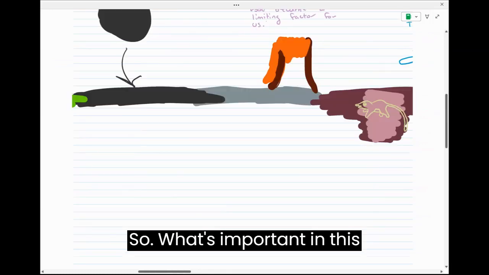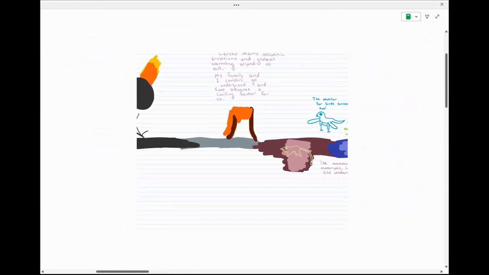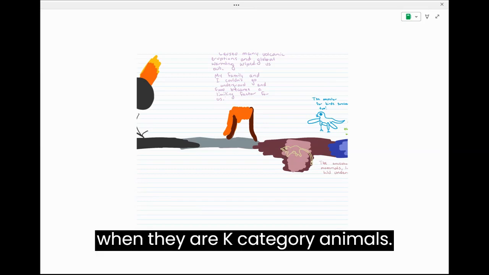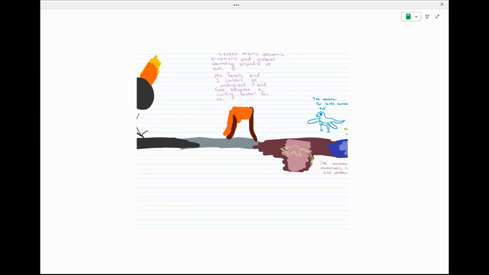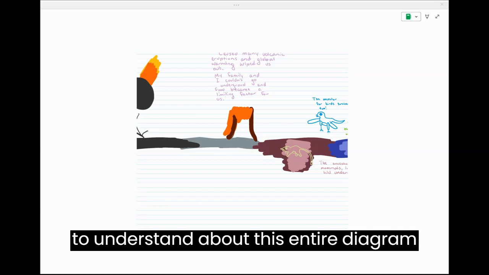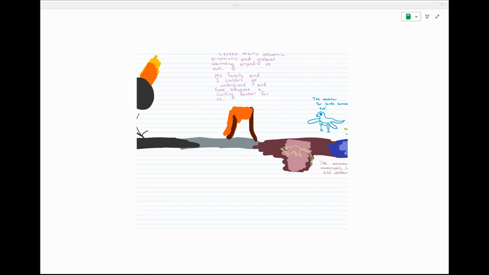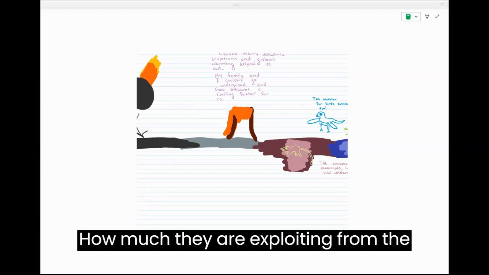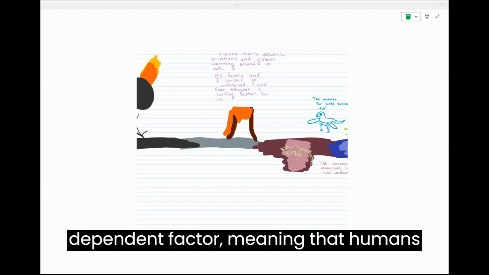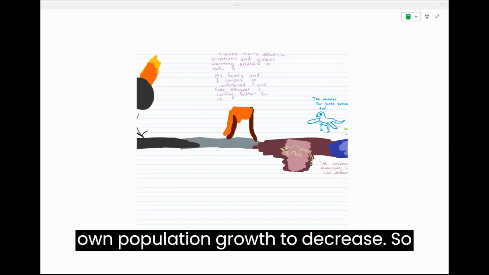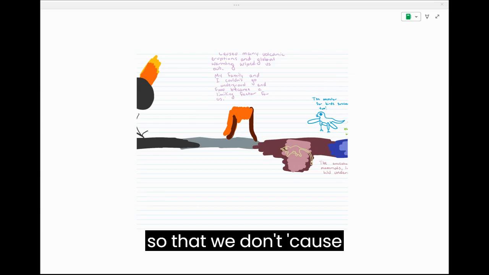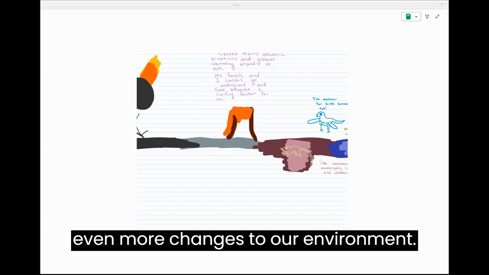So what's important in this is we see that both dinosaurs and these organisms experience exponential growth when they are K category animals. Humans are also K category animals that are also experiencing exponential growth. And what's important to understand about this entire diagram is that unless humans limit how much they are exploiting from the earth, they will cause their own extinction, but it will be a density dependent factor, meaning that humans will be the organism that causes their own population growth to decrease. So knowing this, maybe it'll motivate people to start making better decisions so that we don't cause even more changes to our environment. Thank you.